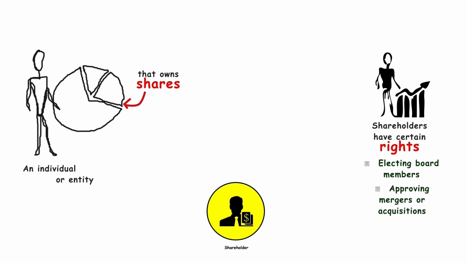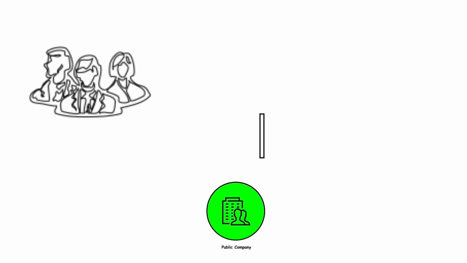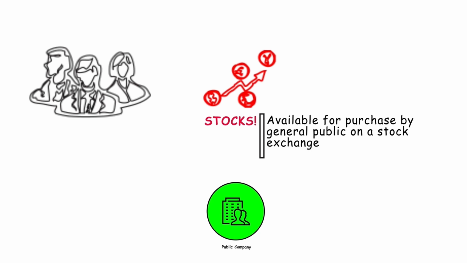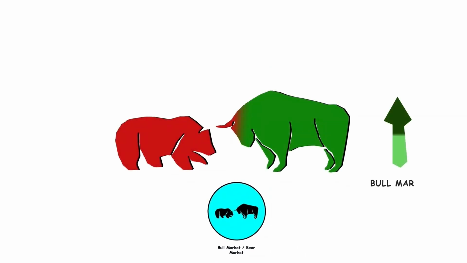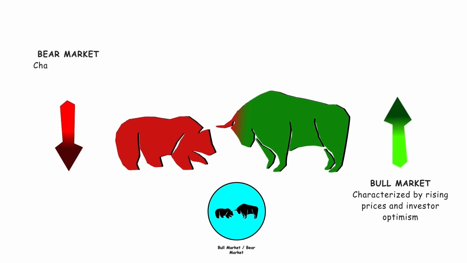approving mergers or acquisitions. Public company. This is a corporation that has issued securities, typically in the form of stocks, that are available for purchase by the general public on a stock exchange. Bull market, bear market. A bull market is a financial market characterized by rising prices and investor optimism. A bear market, on the other hand, is a financial market characterized by falling prices and investor pessimism.